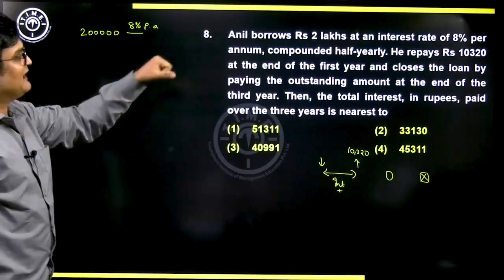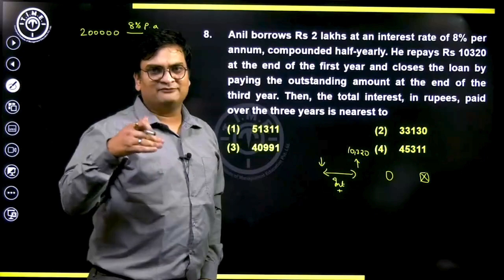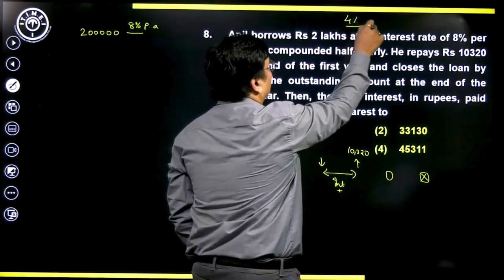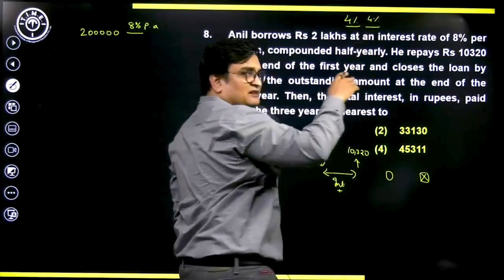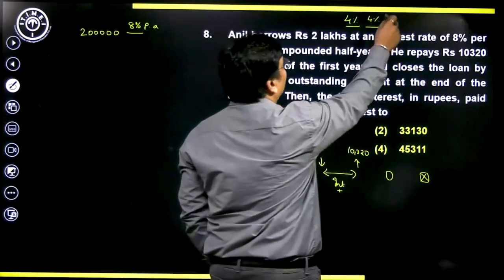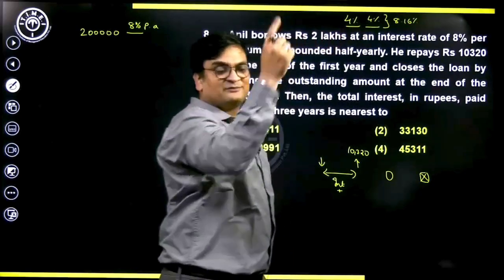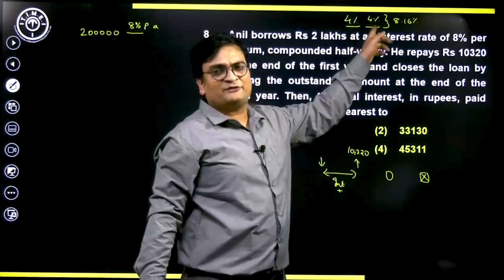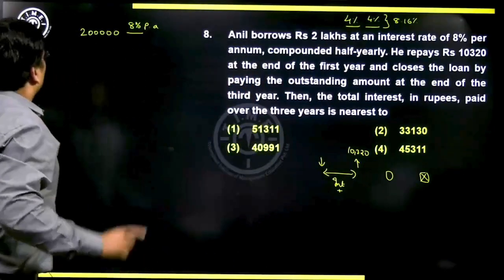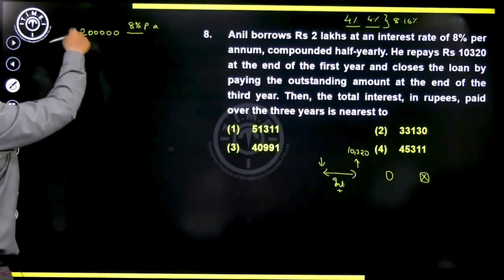He says compounded half yearly. So 8% per annum when compounded half yearly will become 4% for every 6 months. So 4% followed by 4% for the next 6 months. The overall value will become 8.16%. You can apply successive percentage change for this: 4 plus 4 plus 4 into 4 by 100. So for the first year, 8.16% interest was calculated.